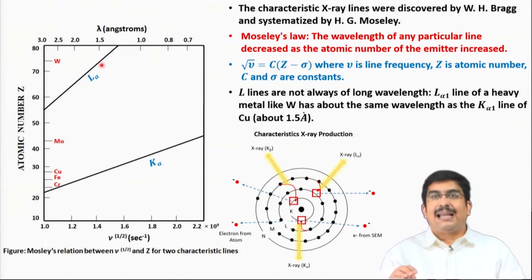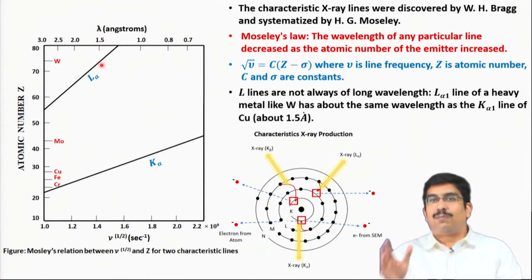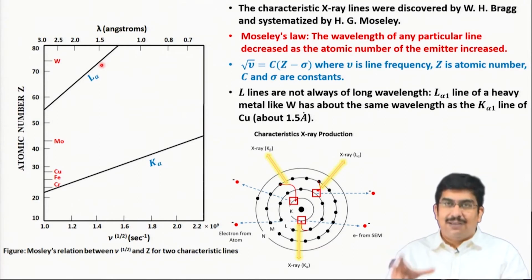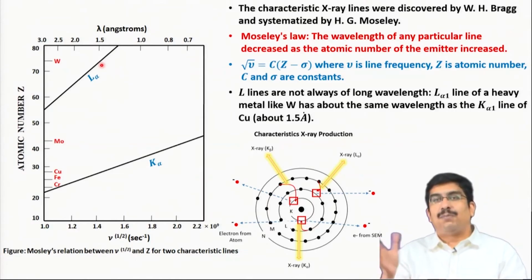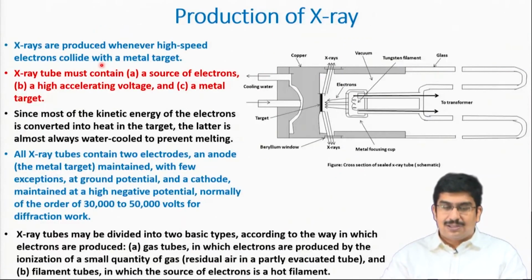So, the energy of the L lines of tungsten is almost the same as that of copper K lines. That means the wavelength and the energy of a characteristic line strongly depend on the atomic number. If we use a heavy element, the K lines that we get will always be much more energetic, and correspondingly the wavelength will be much smaller than for a lighter element. That is what Moseley's law says, and this can be explained from Moseley's law.